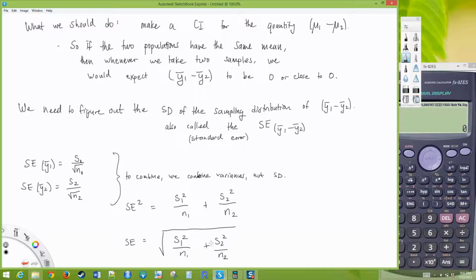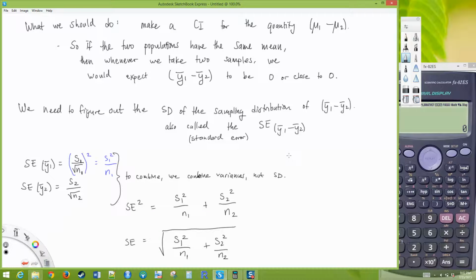Okay, is this okay? Why aren't the N's the square roots? The N1 and N2 are different, but when I square this, I would get S1 squared, and then root N1 squared becomes N1. Oh, yeah. And I'm just doing that to both of them. Okay, so this is my standard error of y bar 1 minus y bar 2.